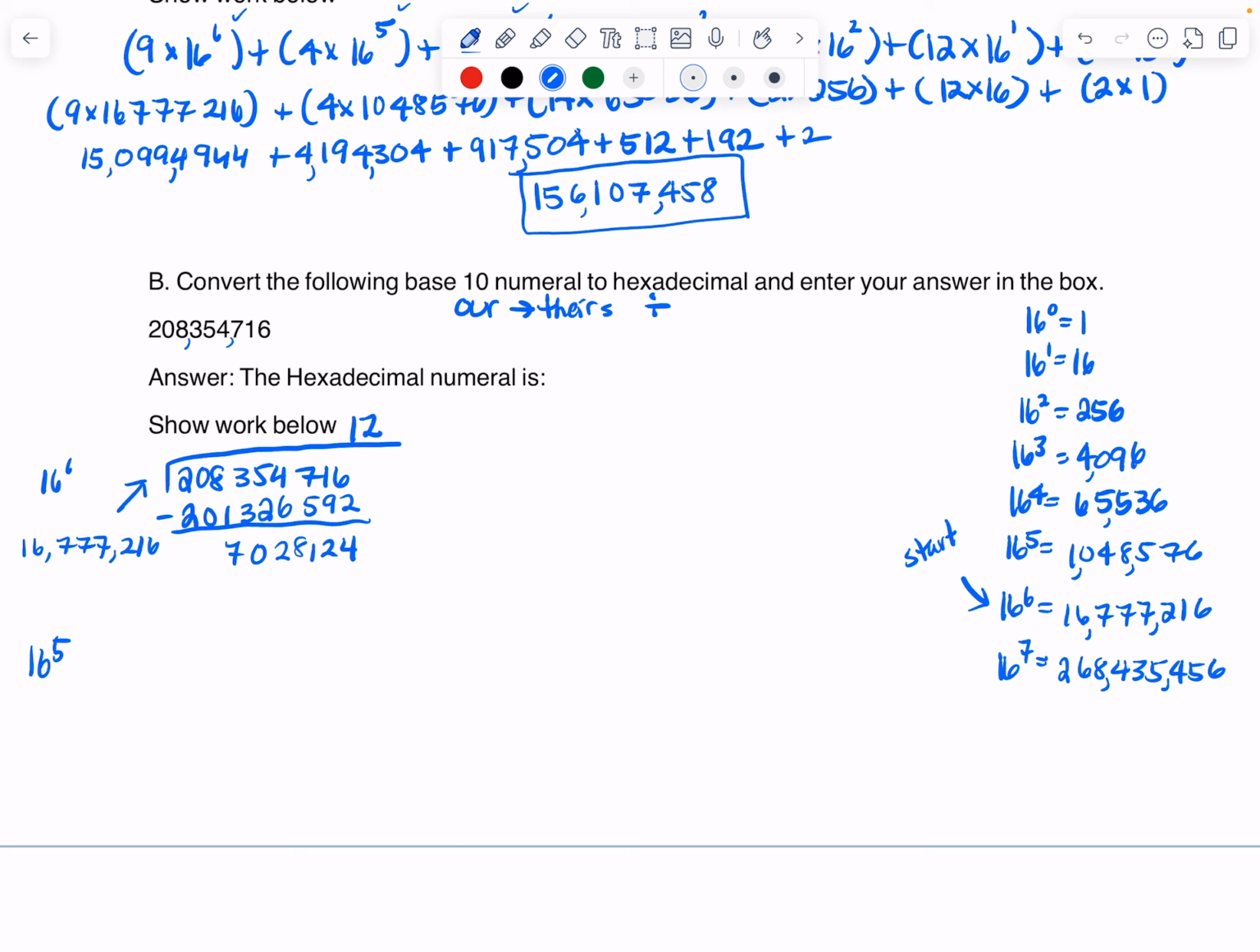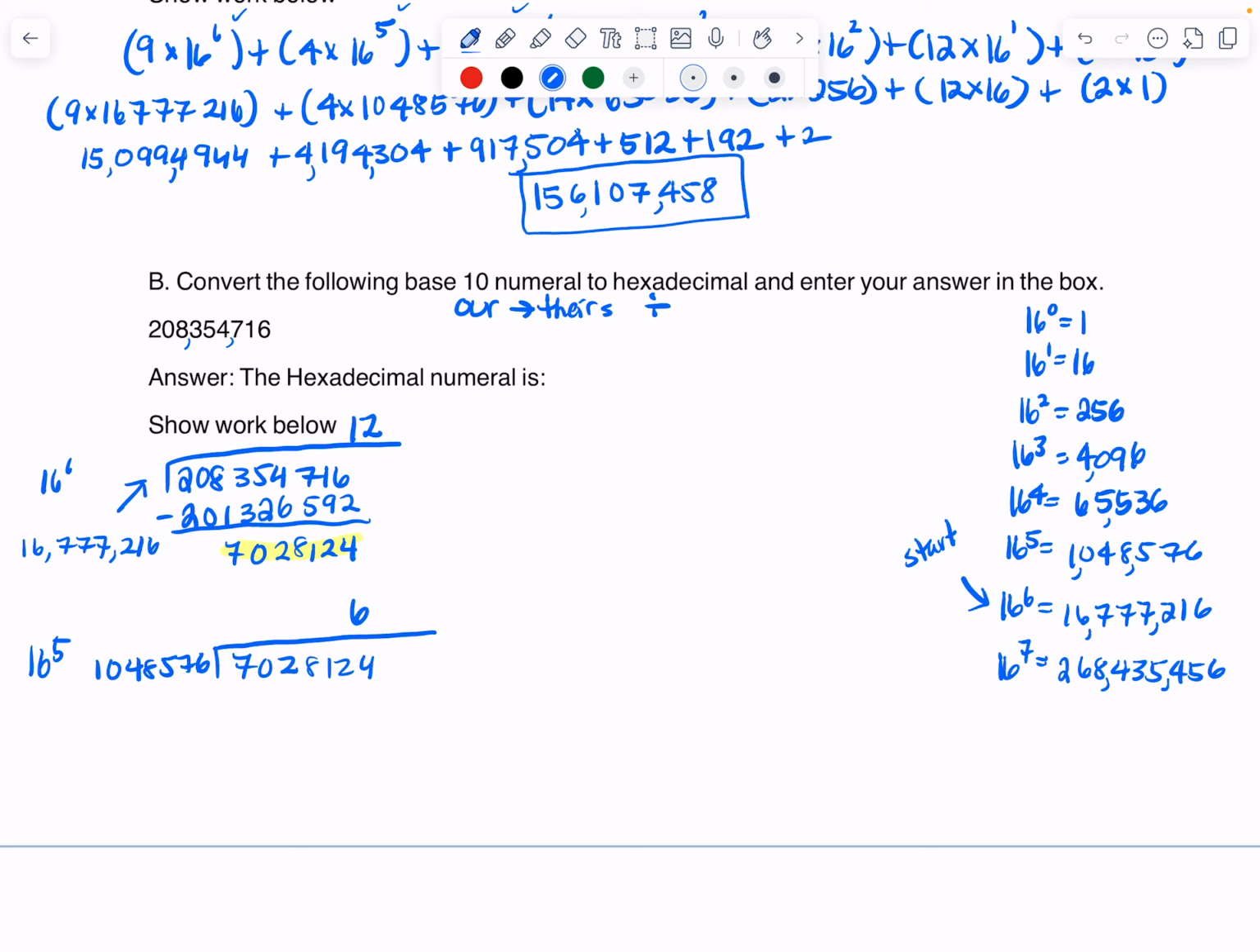Okay, I'm going to dip down to 16 to the 5th power this time around. So I'm going to take the remainder, that's what I'm interested in, 7,028,124, and I'm going to divide it by 16 to the 5th, which is 1,048,576. Okay. All right, so 7,028,124 divided by 1,048,576. And when I do that, I get 6.7025, etc.